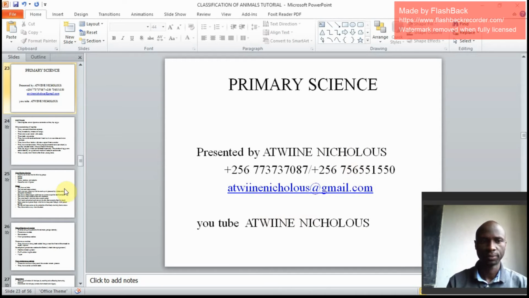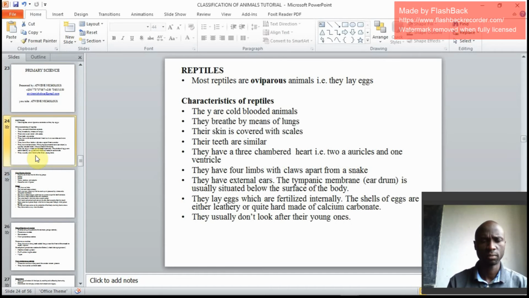Now we have come to discuss reptiles. That's why we are here. And with this, reptiles are cold-blooded. That's what we needed to know. Meaning, they are vertebrates, but still cold-blooded. They have their body temperatures change.